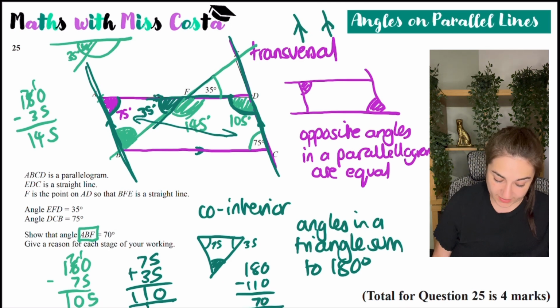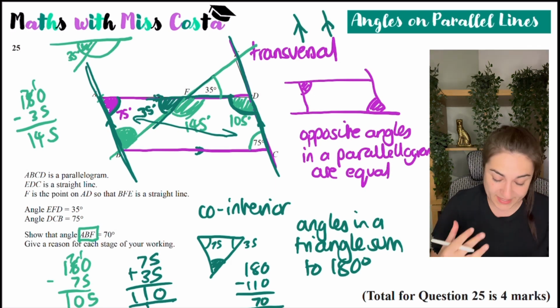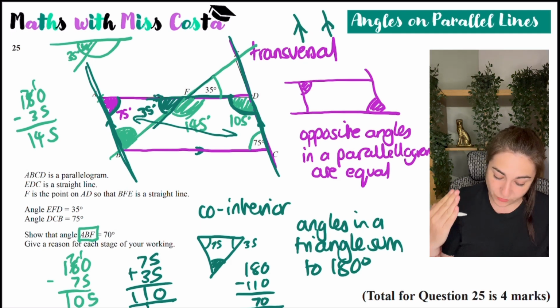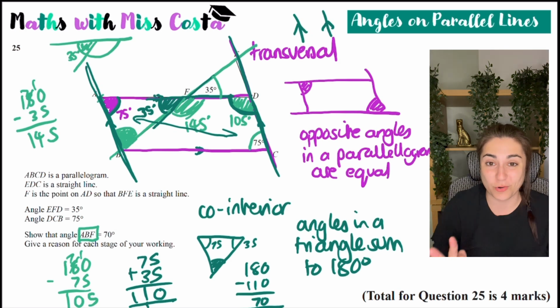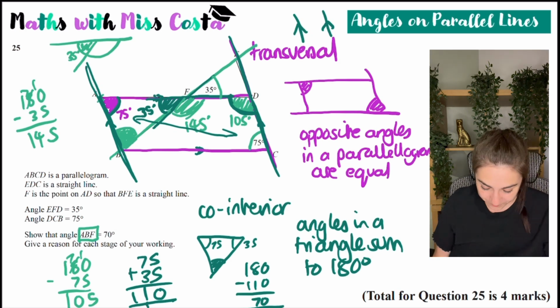So all of that working you need to write the reason. So even the basic ones like angles on a straight line add up to 180. Any reason that you use in order to work out the missing angle, just write it down, because for angle reasoning, it's the reasons that they're looking for. So that's how we show that this would be 70 degrees. The final bit is angles in a triangle.